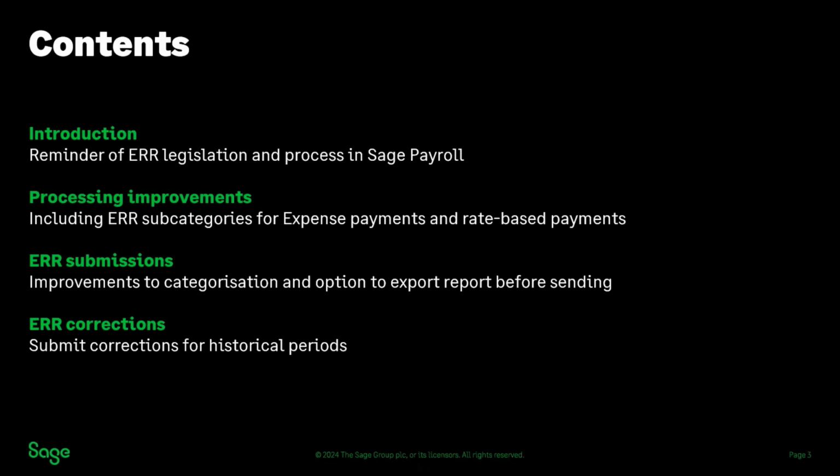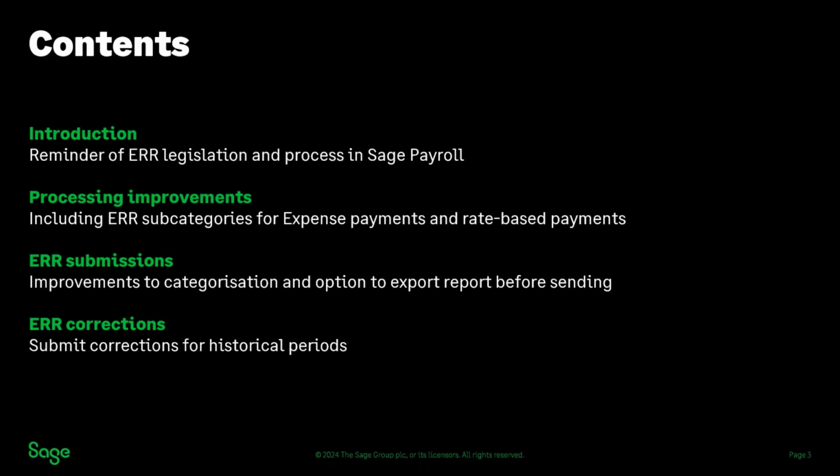So we'll start with some processing improvements, and many of these have been requested by yourselves in your feedback from webinars and other similar events. So we're going to show you an enhancement to the payments where you can assign an ERR subcategory to your expense payments, which is going to streamline the categorization process later on down the line. And also the ability to process rate-based payments where there's a set rate, for example, for remote working daily allowance.